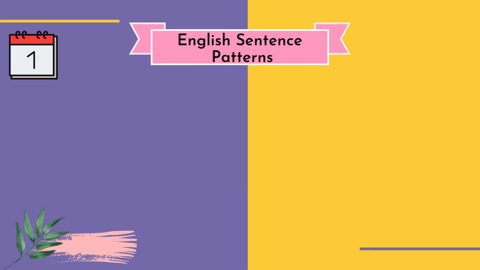So are you ready? So the first English sentence pattern is very simple that you have already learned at school. We call it a subject plus verb pattern. Subject plus verb. Okay, let's look at some of the examples. The first one, Hannah jumps. So Hannah is the subject and the verb is jumps.